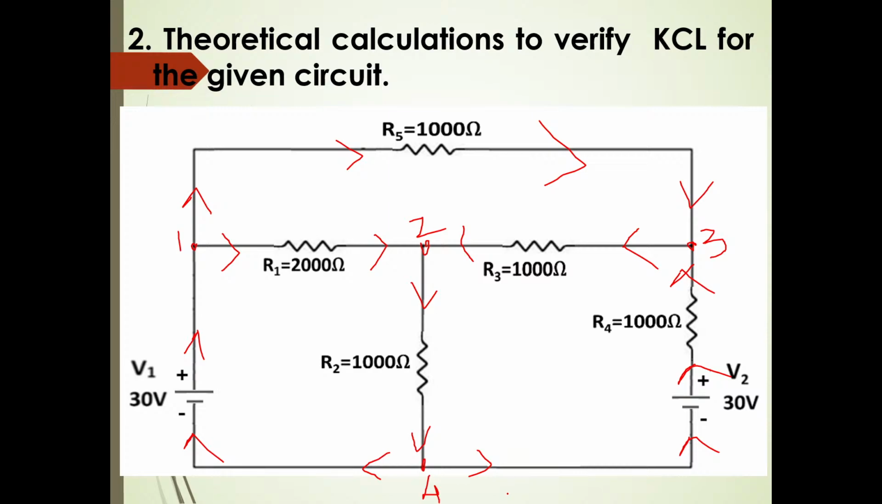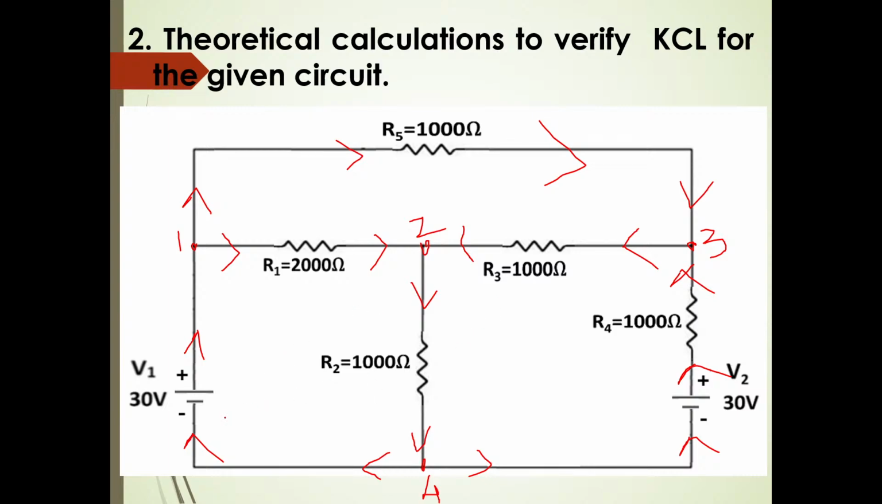So how to decide whether a point is a node or not? Wherever current adds up or current divides, that point you can call a junction or node. So here, at these 4 nodes, current is either adding up or dividing.